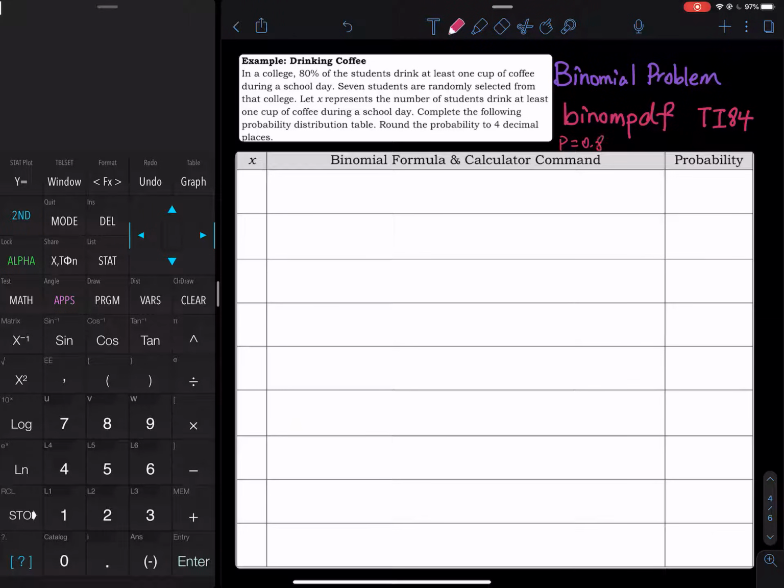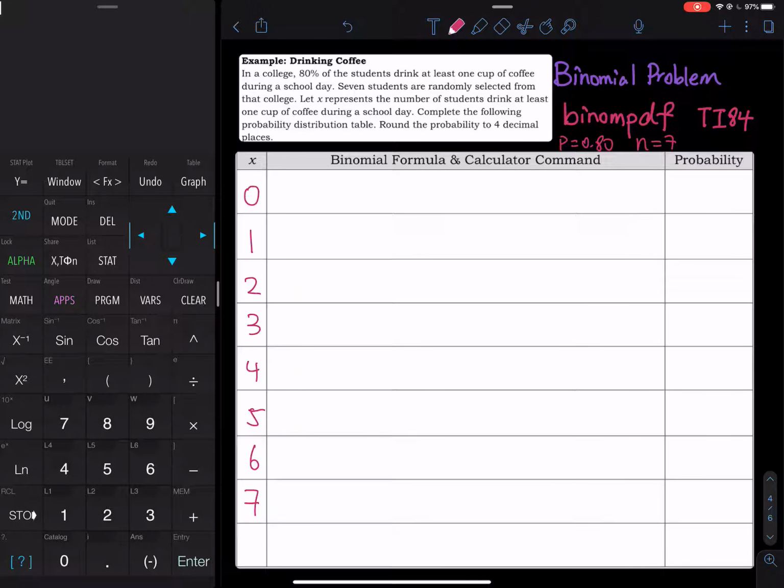And how many trials are there? There are 7 students, right? So n is equal to 7. That means out of 7 students, we can have 0 students drink coffee, so out of 7, none of them. Then 1 student, 2, 3, 4, 5, 6. The maximum is 7. And then p is equal to 0.8. So we have n, p, and x. That is enough to perform binomial distribution.